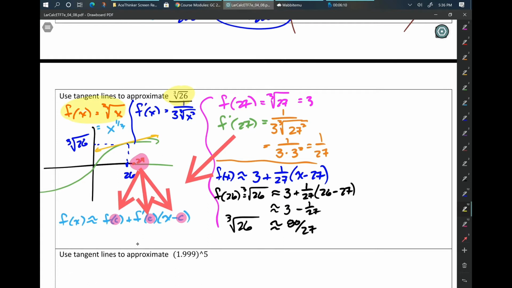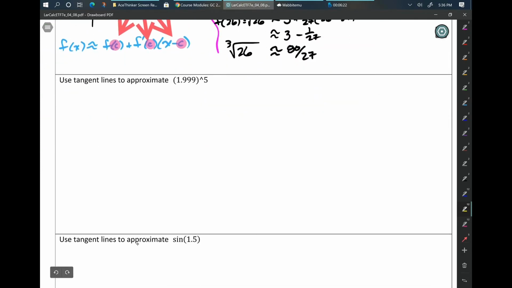I also have to be able to figure out the nice number that is close to the ugly number, the nice number that plays well with the function. So for example, what's the number we're supposed to use here? What's the function we're supposed to use here? I'm supposed to figure out what is 1.999 raised to the 5th.